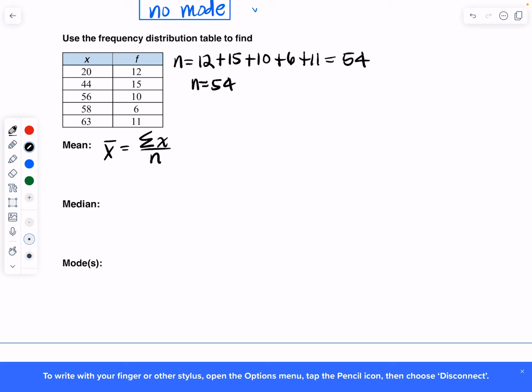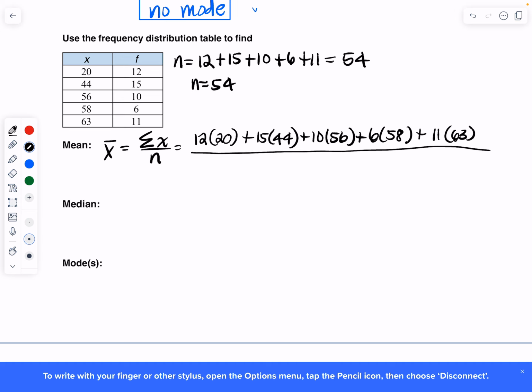Okay, so now I'm going to sum up all these values. So to find the mean, we need some room here. I have 12 values that are 20. So this is going to be 12 times 20. Plus, I have 15 values that are 44. Plus, I have 10 values that are 56. Plus I have 6 values that are 58. Plus I have 11 values that are 63. Okay, and I'm going to divide that by n, which is 54.